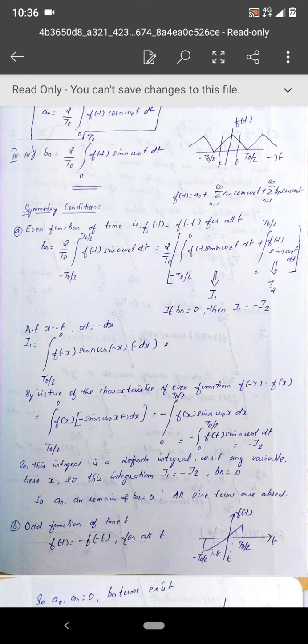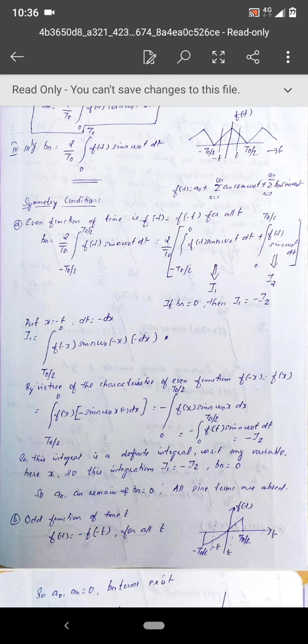We have derived how to calculate a naught, an, and bn, and we have justified that we can truncate the series. Even though the Fourier series of f of t is an infinite series, we can truncate it at an appropriate point so that it meets our required accuracy. That is what we have seen in the last video.